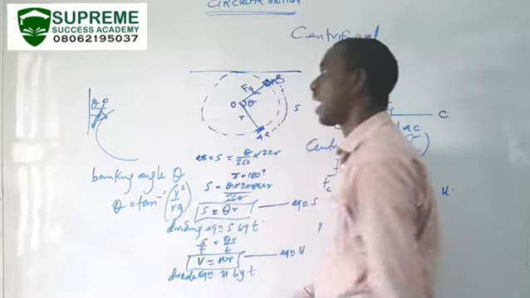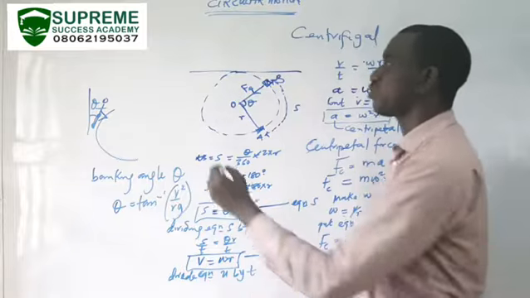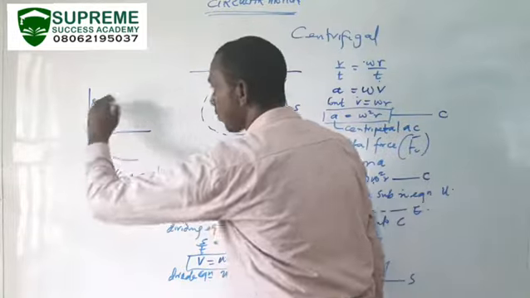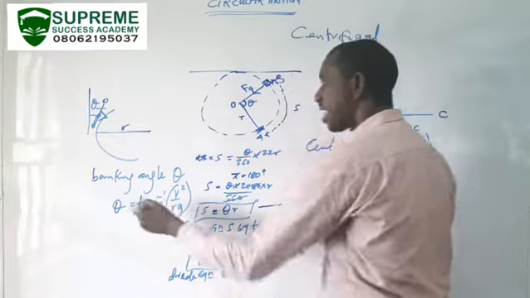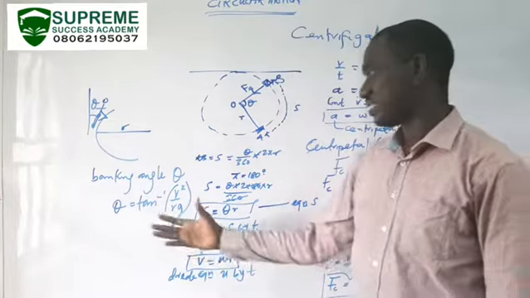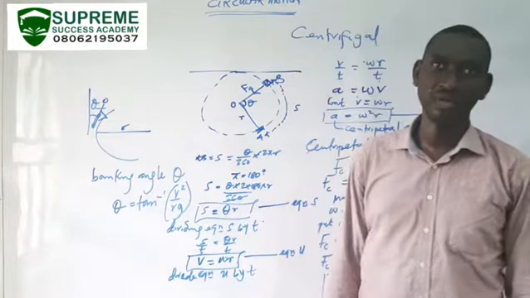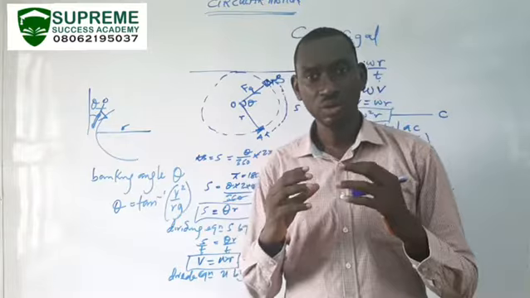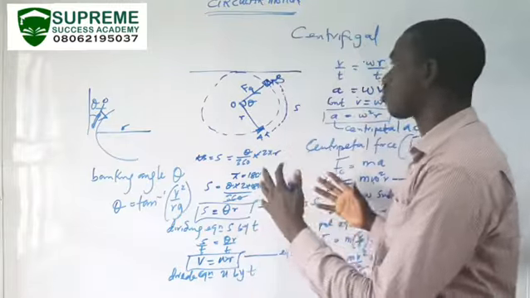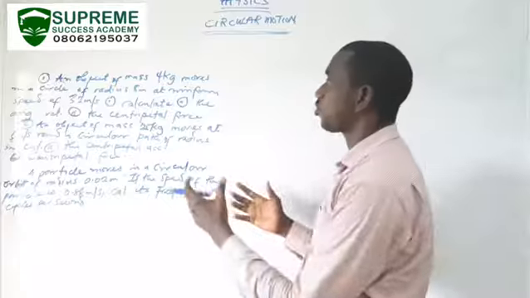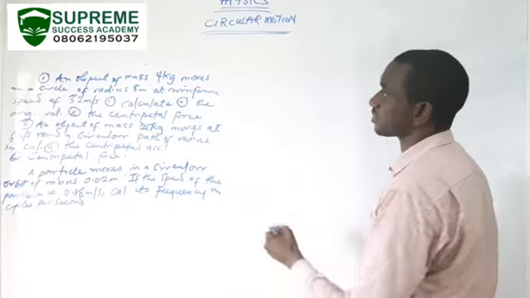So a question can ask you that an object is moving in a circular radius and ask you to determine the banking angle. This is the formula for banking angle. So I'm going to prepare 3 or 4 questions for you on circular motion. Let's look at these 3 questions ahead of us.